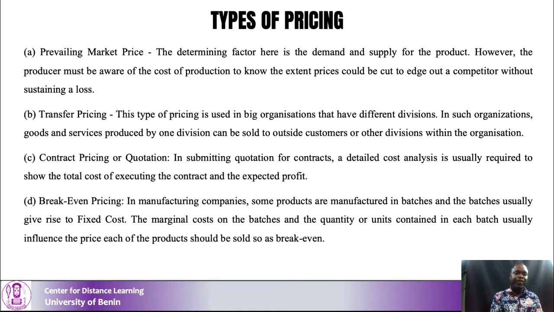We also have contract pricing. Now, contract pricing is fixed by accumulating all the costs that are necessary to execute a contract. After that, a margin will be added to be enough to cover as a profit. And by the time you add the margin and the cost, you have what we call the contract price.